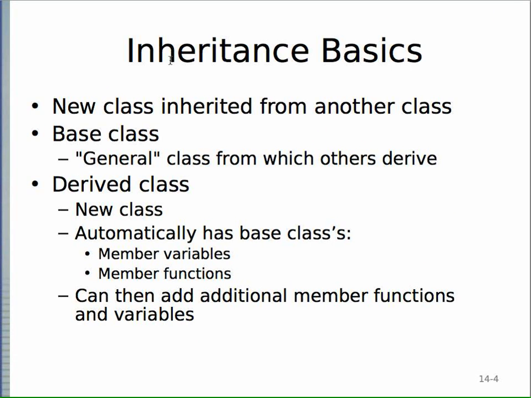So a lot of this is going to be very familiar, and I'll just try to point out the differences with Java. A new class inherits from another class. The base class is the more general class from which you derive other classes, so you have a base class, which is the superclass. The derived class is the subclass. This is also referred to as the parent class or ancestor class. The derived classes are also referred to as descendant classes or the child class. Those are all terms that you will run across.